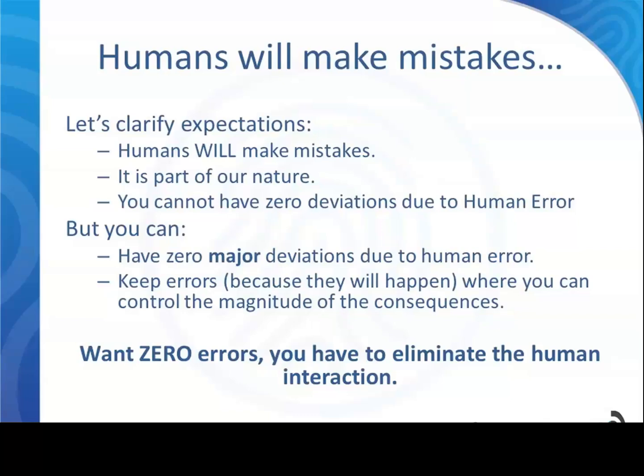So we do want to have an opportunity to act on them as soon as possible. But if we're talking about the GMP environment, and we don't do corrective actions for near misses or quality near misses, then we can't really have zero deviations due to human error. But if we want zero errors altogether, then we have to eliminate the human interaction. And that's not a bad thing.